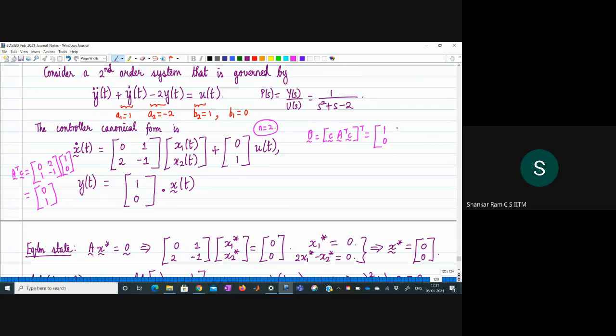So immediately we can observe that the observability matrix is just the identity matrix. Okay, 1, 0, 0, 1. And the rank of this matrix is anyway 2, right? So it has full rank. Okay. So once again, the system is completely observable.